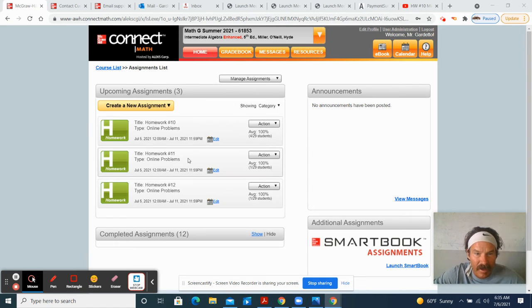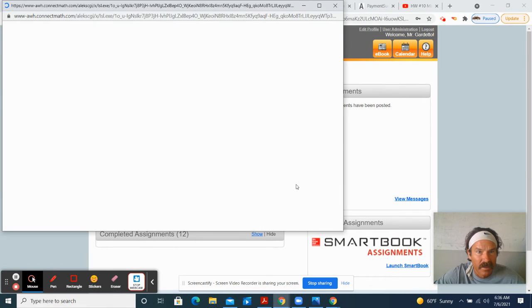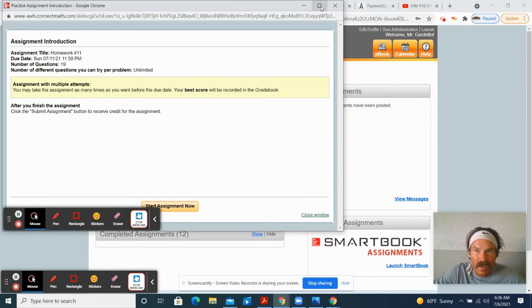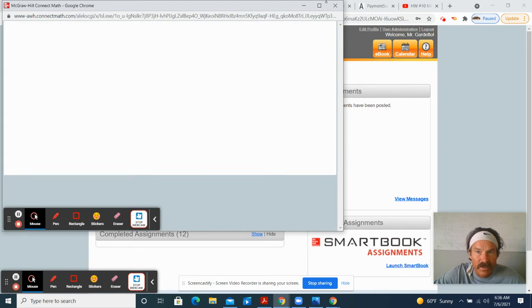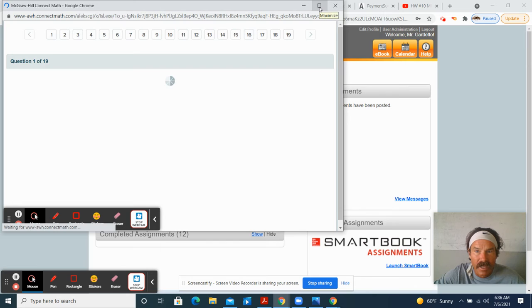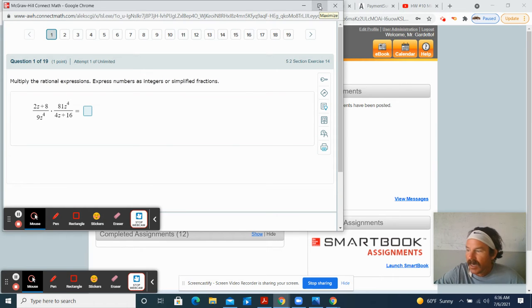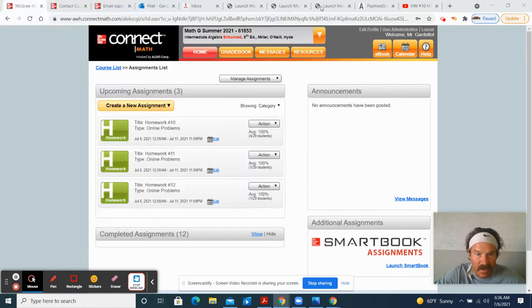I'm going to talk a little bit about homework number 11. This is week 4, your second assignment in week 4. I'm going to preview the assignment here and start the assignment. 19 questions, so similar in length to homework 9. What we're doing in this assignment is multiplying rational expressions.